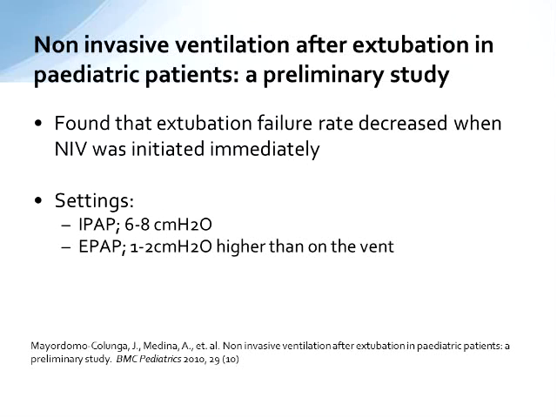So another way to look at this is, the previous slide really looked at prevention, settings to prevent intubation. This particular study looked at suggested settings for facilitation of extubation. This was published in BMC Pediatrics in 2010. And of course, they found that extubation failure rate decreased when they used non-invasive ventilation immediately. Those authors suggested you use IPAPs between 6 and 8 and an EPAP of 1 to 2 centimeters of pressure higher than the PEEP that you had on the ventilator.